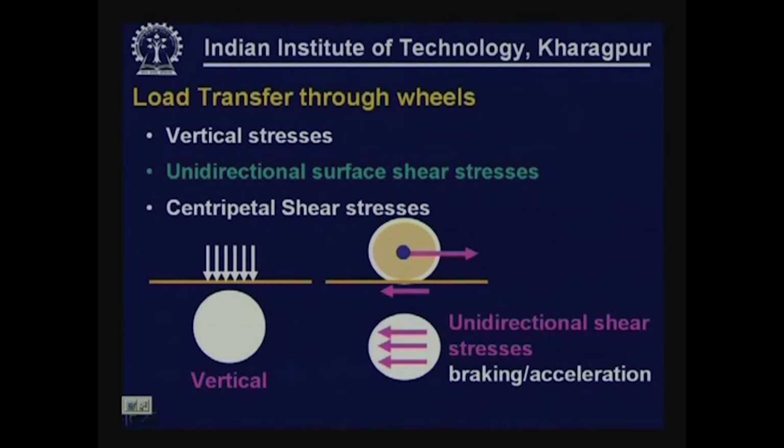So the pavement is going to be subjected to vertical stress, but it is possible that unidirectional shear stresses can be applied to the pavement surface, especially when the vehicle starts accelerating, when there is braking action, or when the vehicle starts from a stopped condition. In that case there is unidirectional shear stress applied on the pavement surface. So we would need to be considering these stresses also.